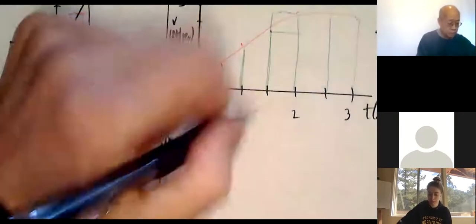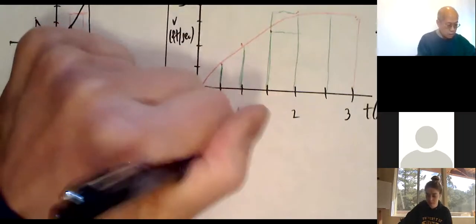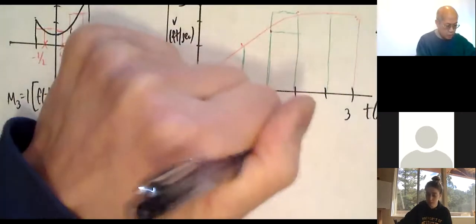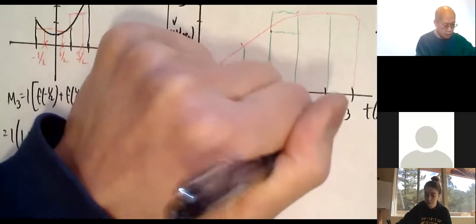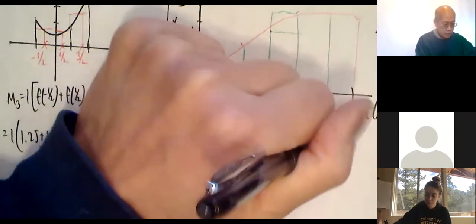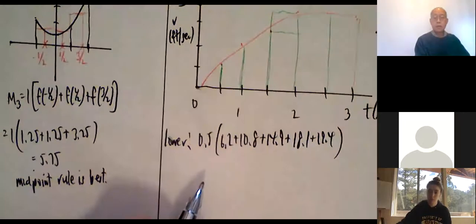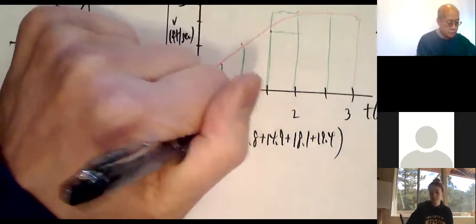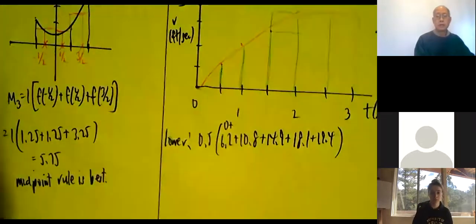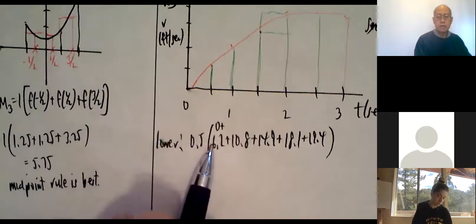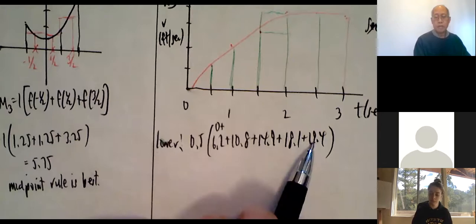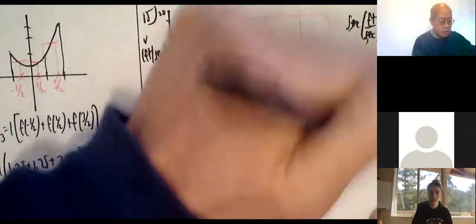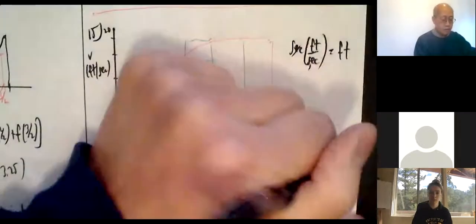I can't show you both at the same time, sorry. But this is going to be 6.2 plus 10.8 plus 14.9 plus 18.1 plus 19.4. Oh, I'm sorry, I forgot a zero. So the heights are 0, 6.2, 10.8, 14.9, 18.1, 19.4. Those are the six left endpoints. That will be our estimate for the total distance she traveled, which is going to be in feet.